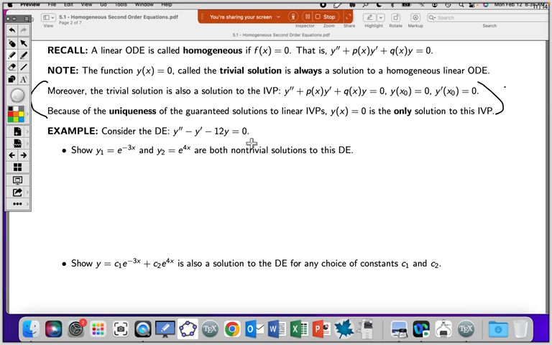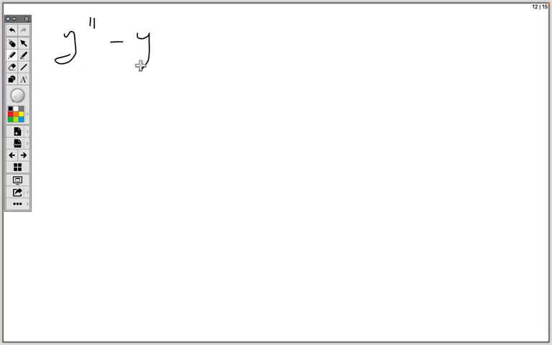All right, so we're going to be working with this differential equation: y double prime minus y prime minus 12y is 0.